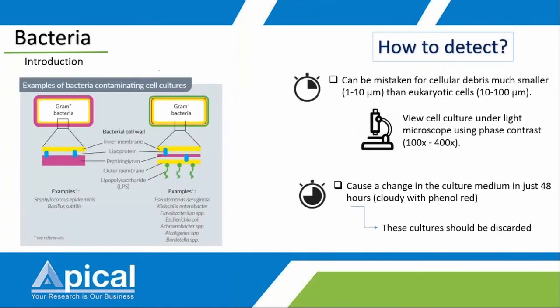Okay. So now we know when it comes to bacteria, there are two types. We have the gram positive as well as the gram negative. So here are some of the examples. So how can we detect to make sure it is bacteria and not cell debris? All right. So now we know that cellular debris is much smaller than eukaryotic cells, so we tend to view them under the microscope to see if there is a possibility of bacterial contamination.